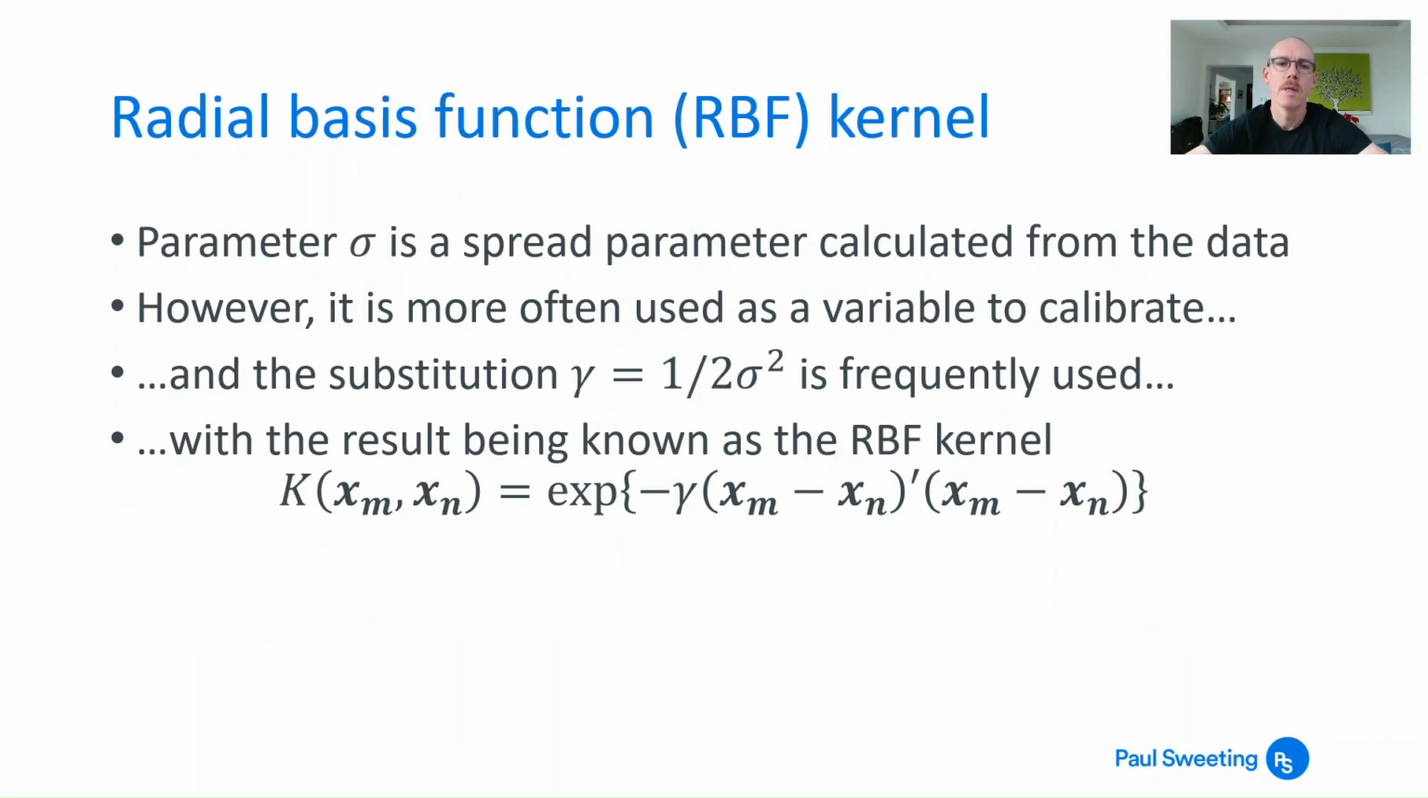So the parameter sigma, if you're looking at it from a Gaussian point of view, is the spread parameter calculated from the data, but it's more often just used as a variable which you use to calibrate your kernel to the data. And often a substitution of gamma, which is equal to 1 over 2 sigma squared, is used. So the end result is that the RBF kernel is e to the minus gamma (xm minus xn) transpose (xm minus xn), and gamma is something which you tweak to try to get the best fit to the training data that you possibly can.